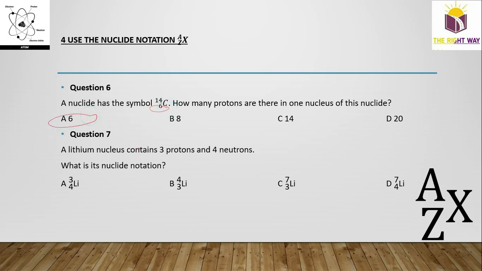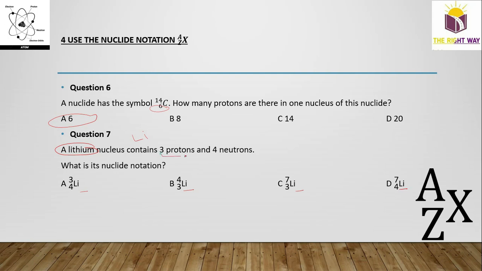A lithium nucleus contains 3 protons and 4 neutrons. What is its nuclide notation? So for nuclide notation, there are all Li options. If it is not written like Li, it could be different alphabets, then it would be written over here as lithium, and you will choose from there.